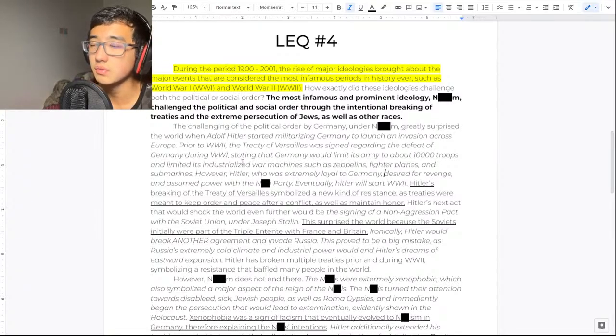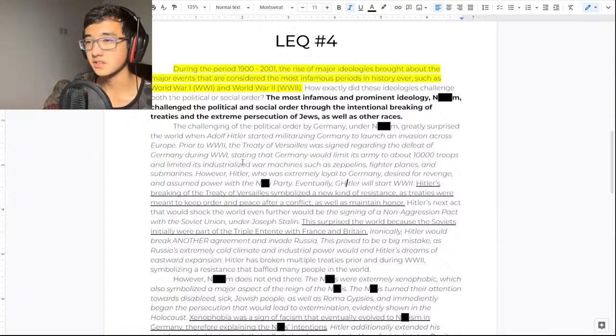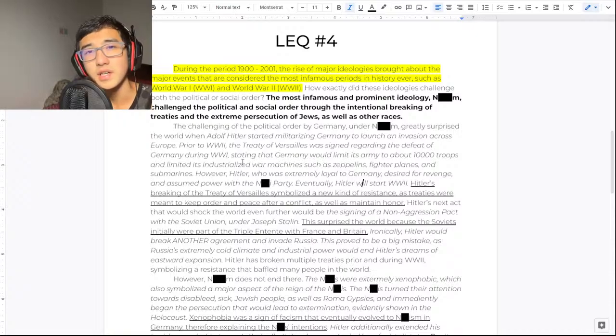However, Hitler was extremely loyal to Germany, desired revenge, and soon power with the party. Eventually, Hitler will start World War II. What happens to my capitalization? Okay, remember, if you're gonna do appealing capitalization, punctuation is super important. In this case, not as important.